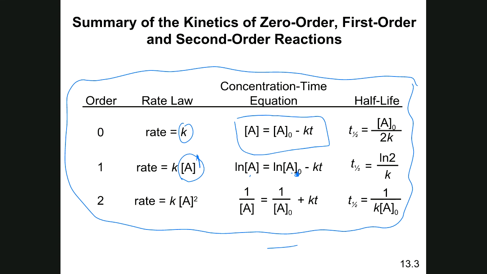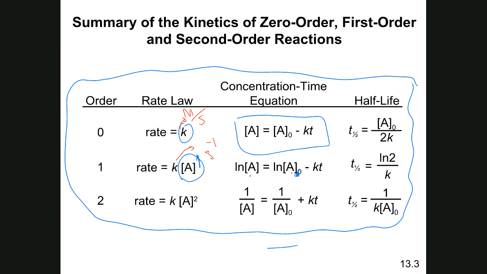The only thing missing from this table, which you need to add to your notes, is the unit for K. If you know the unit for K, it's going to make it much easier for you to recognize, based on the information given for K, whether this is a second order, first order, or zero order. So for zero order, the unit for K is molarity per second. For first order, the unit for K is going to be per second.